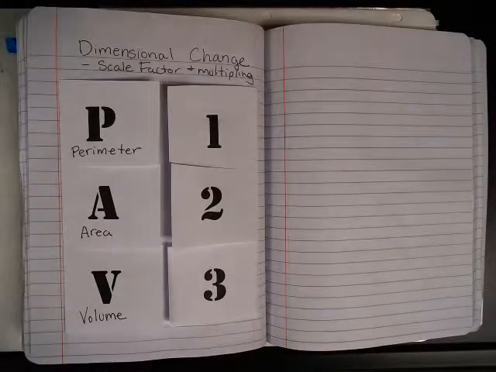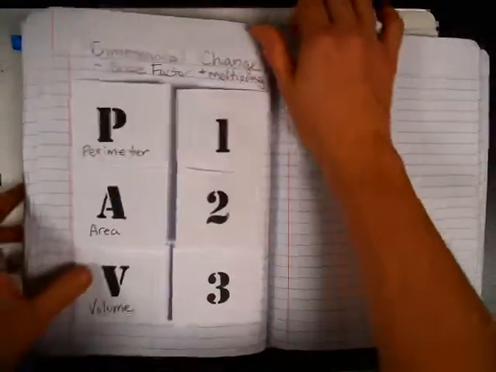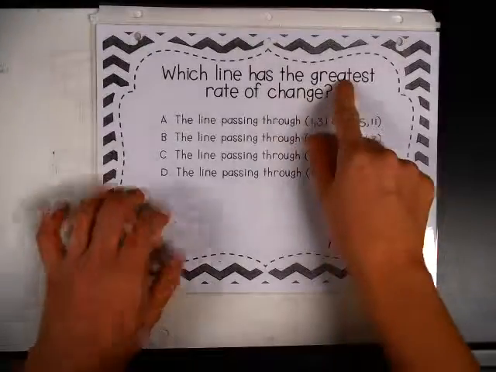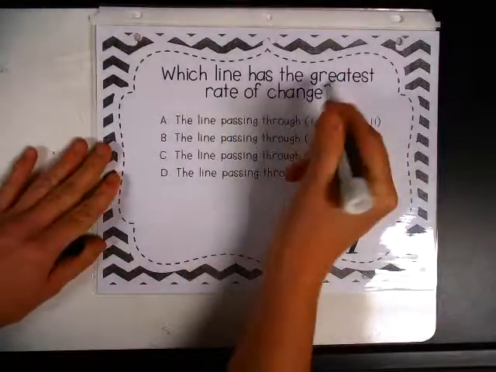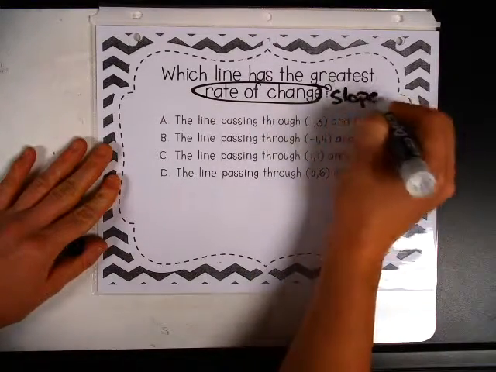Okay, this is your quick video on dimensional change, but first I want to go over your daily Darth Vader. Remember, greatest rate of change. This just means slope. Okay, all of this just means slope.